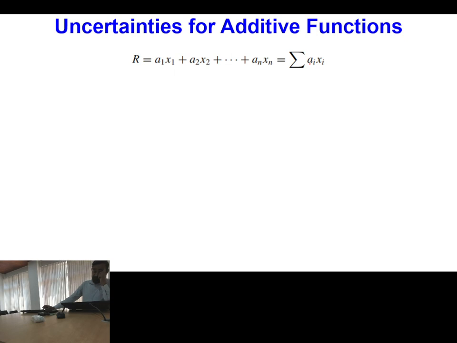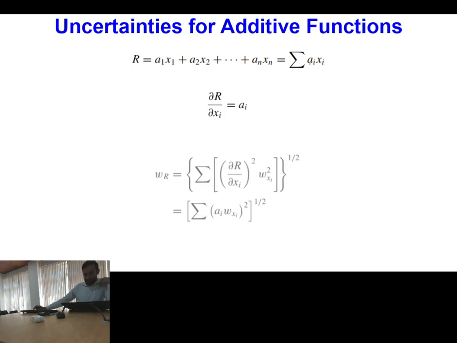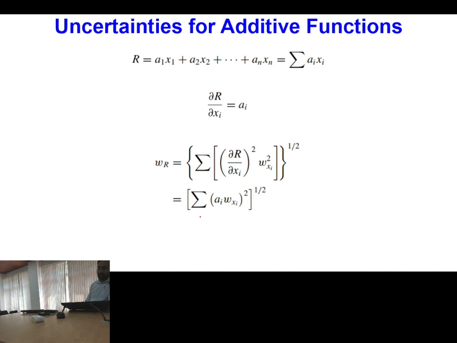Then second is if you have, say, an additive function. In case of an additive function, what will be happening now? Del r by del xi will become simply equal to ai, and then your final uncertainty will become the square root of the summation of ai w xi square. Okay, so this is not in percentage, this is the absolute value of the uncertainty. Is this point clear? This is very simple mathematics.